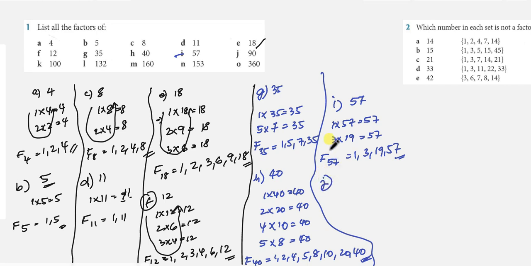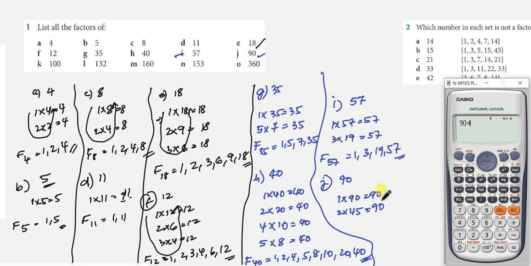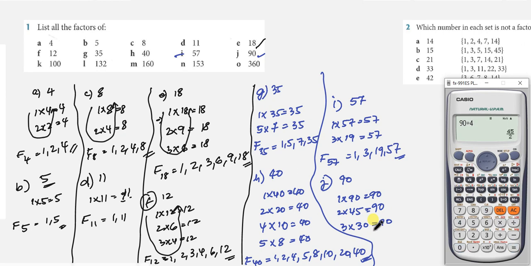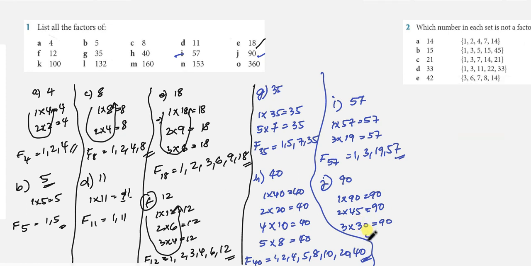We have J, 90. So 1 times 90 is equal to 90. 2 times 45 is equal to 90. Let's check it: 90 divided by 2. Then 90 divided by 3. Okay, 3 times 30 is equal to 90. 90 divided by 4, no. 90 divided by 5, yes, we can. So 5 times 18 is equal to 90.